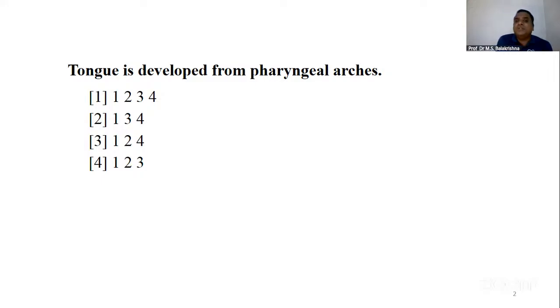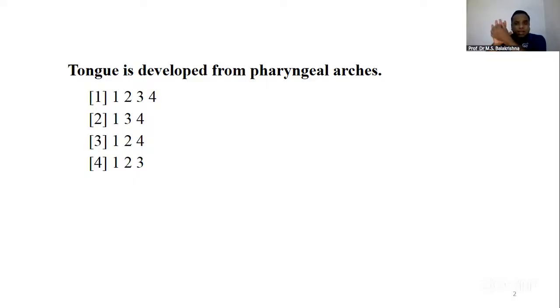As you know, the development of the tongue is from 2 lingual swellings and 1 midline swelling called tuberculum impar. That is the next slide I am telling. So let's solve the answer first. Tongue is developed from which pharyngeal arches? So it is basically 1, 2, 3, 4.